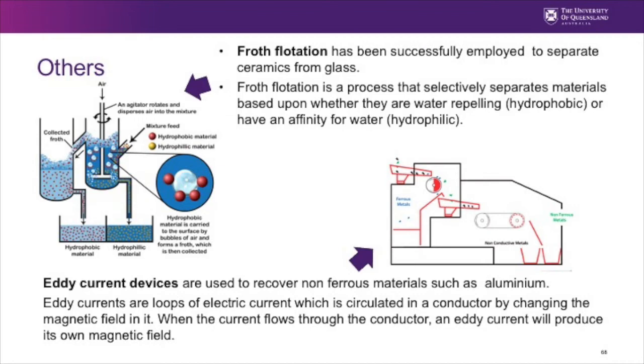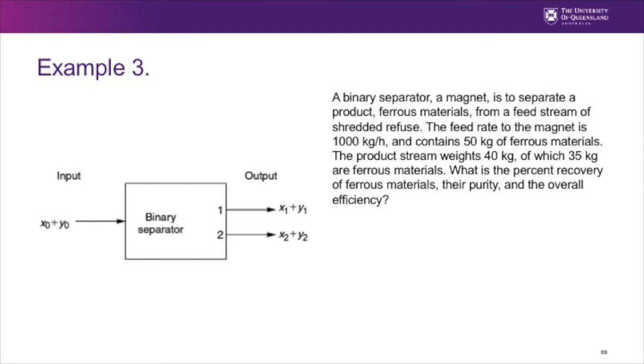Now that we have discussed the principles of recycling, we are going to start an example of a binary separator. A binary separator, a magnet, is used to separate a product, that is ferrous materials, from a feed stream of shredded refuse. The feed rate to the magnet is 1000 kilograms per hour and contains 50 kilograms of ferrous materials. The product stream weighs 40 kilograms, of which 35 kilograms are ferrous materials. What is the percent recovery of ferrous materials, their purity, and the overall efficiency?